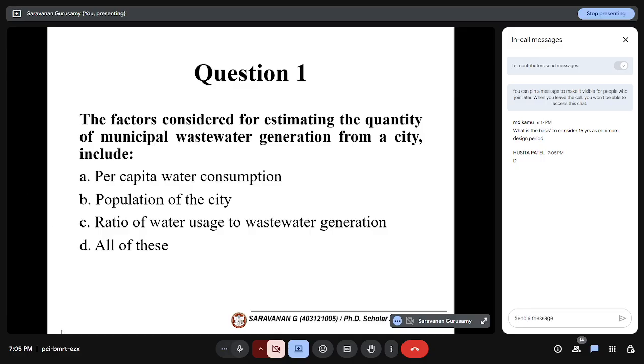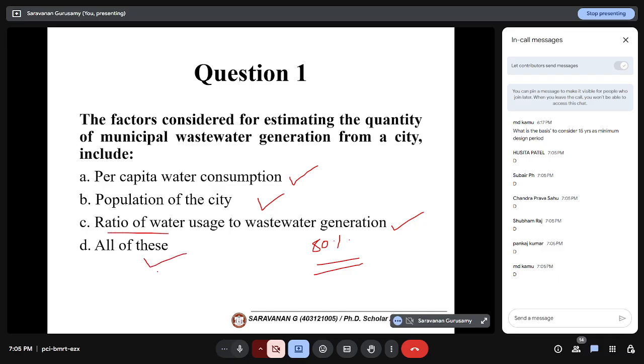So let me take the pen. Per capita is required and population is required. The ratio of water usage to wastewater, that is the peak factor, or we take 80% of the water consumed as wastewater, some value like that, right? So that ratio is also required. So all of this is correct.